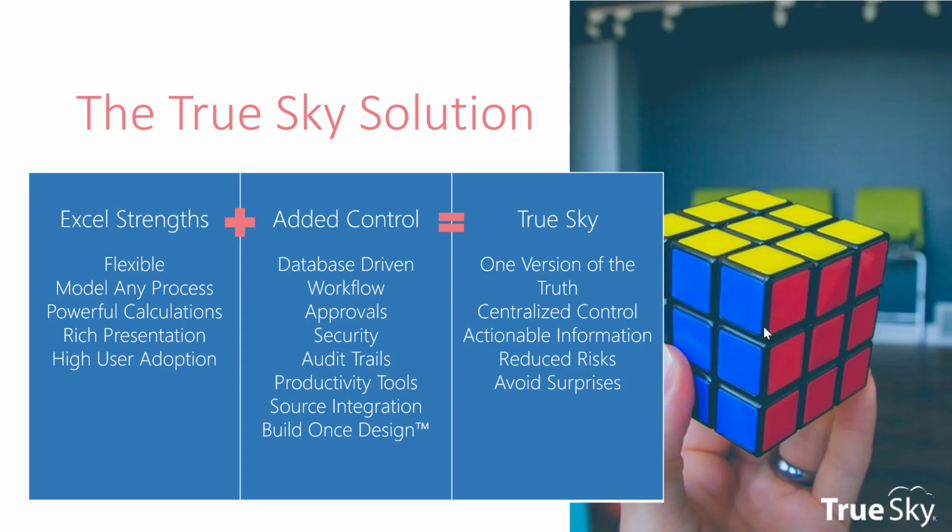To quickly summarize what you saw, TrueSky gives you kind of the power and strength of Excel, along with added control, all those different features and functionality that you saw in the demo that Alan just provided, to ultimately get one version of the truth with centralized control, actionable information, reduced risk, and the ability to avoid surprises.